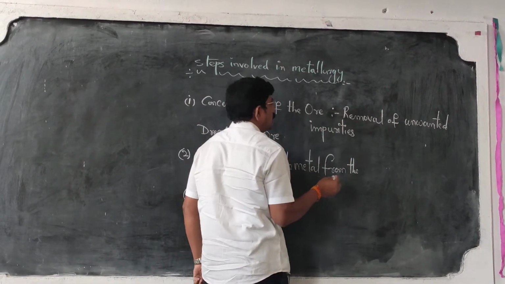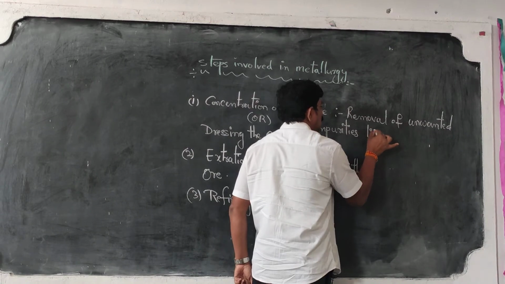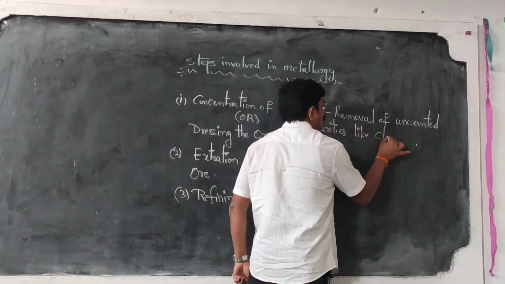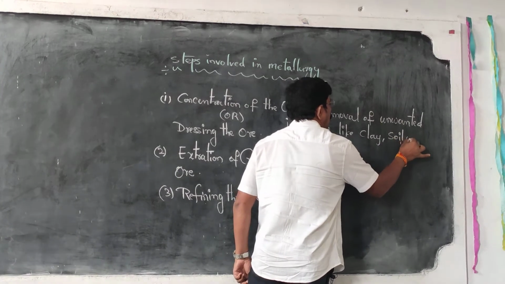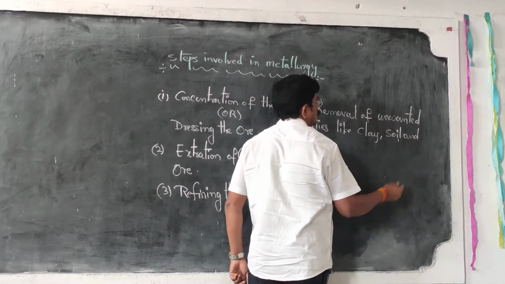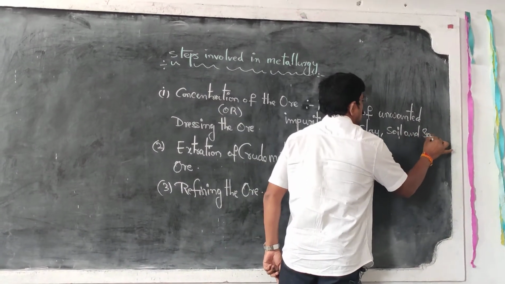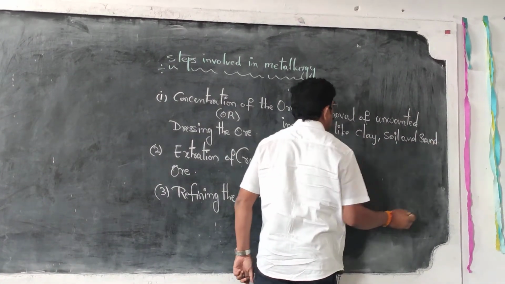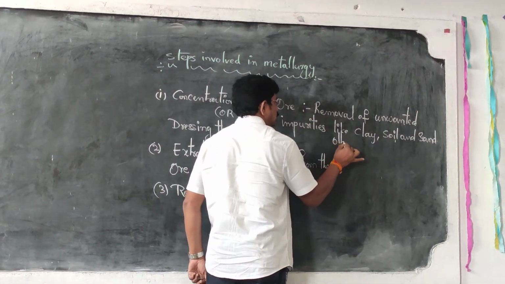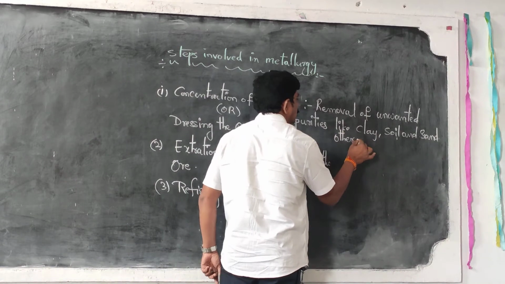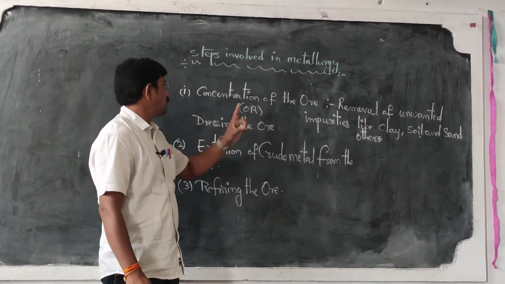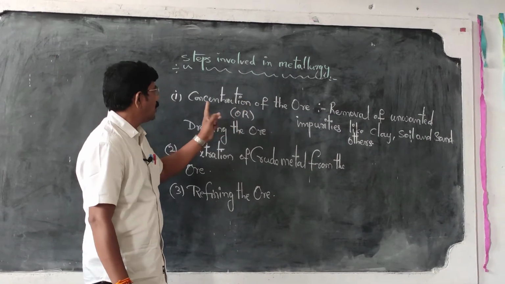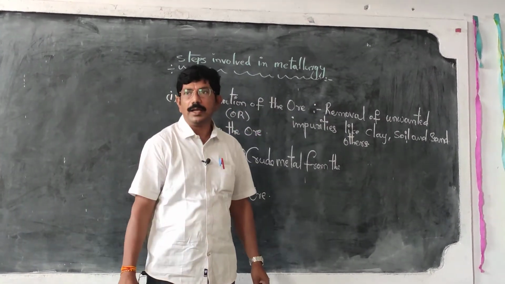What are the unwanted impurities? Like clay, soil and sand. Others, husk is also present. These are the unwanted impurities. These are to be removed from the ore in the beginning.